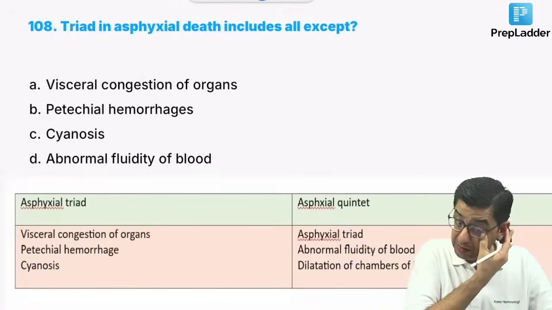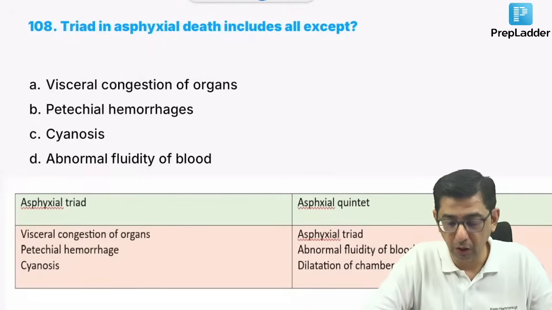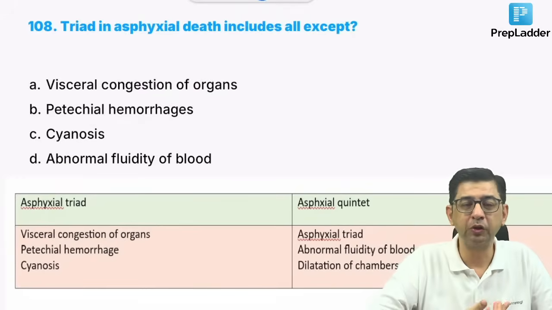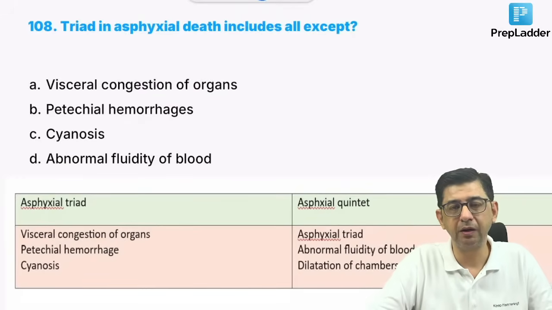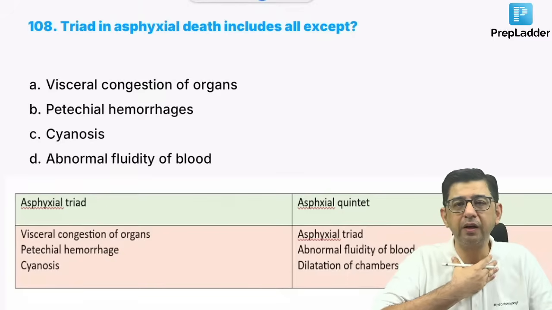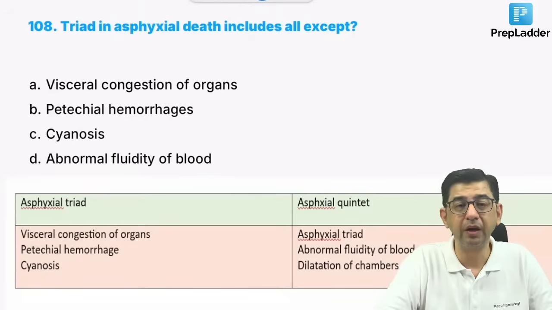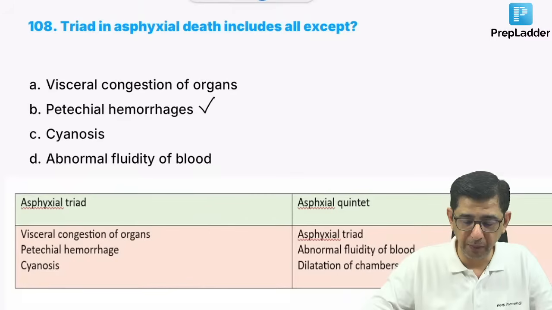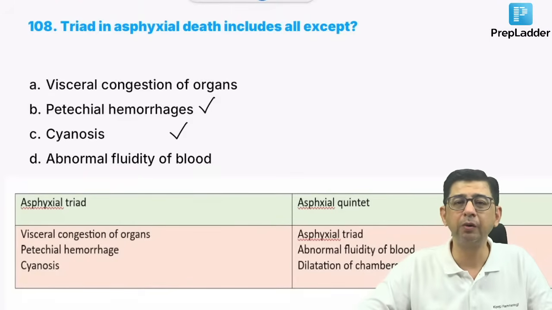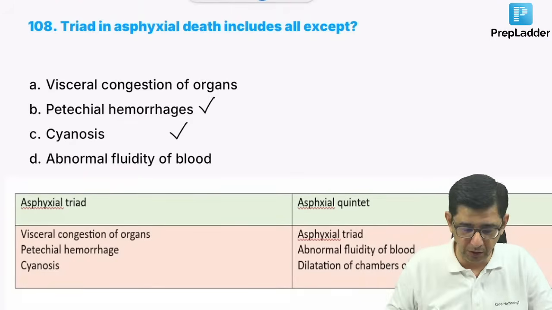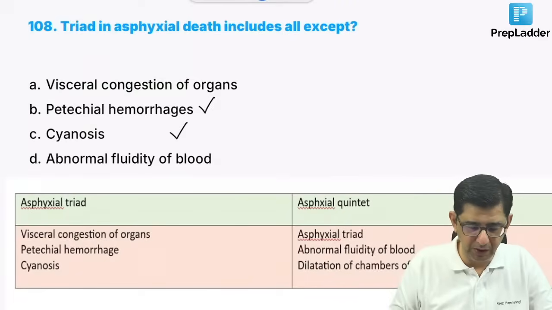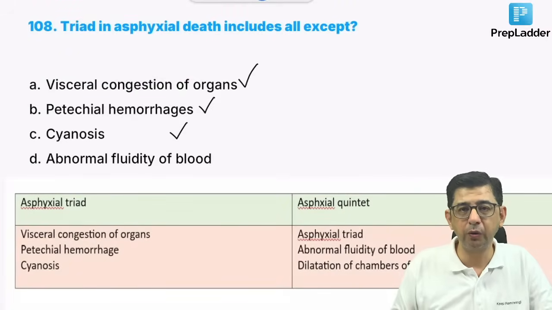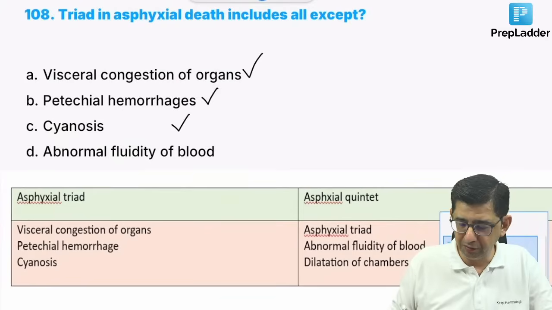Then, the triad of asphyxial death will include all of the following, except: this could be strangulation, it could be throttling in an individual. Every time somebody is strangulated or throttled to death, we'll notice petechial hemorrhages present on the conjunctiva. There would be perioral cyanosis present, and there would be an extreme amount of congestion, because if the neck is squeezed, there would be a lot of congestion on the face of the individual as well. But abnormal fluidity of the blood would be a component of the asphyxial quintet. So there are a total of 5 things present here.